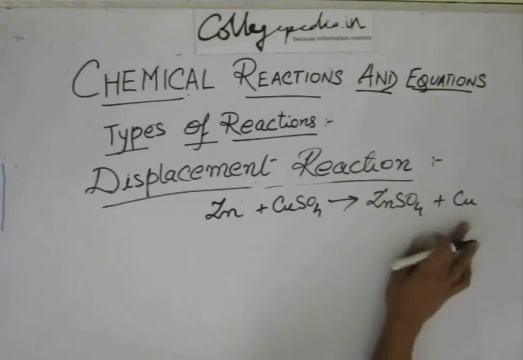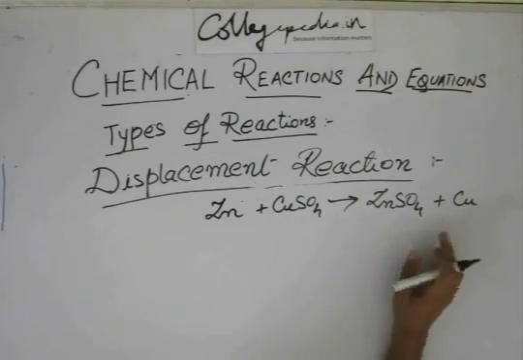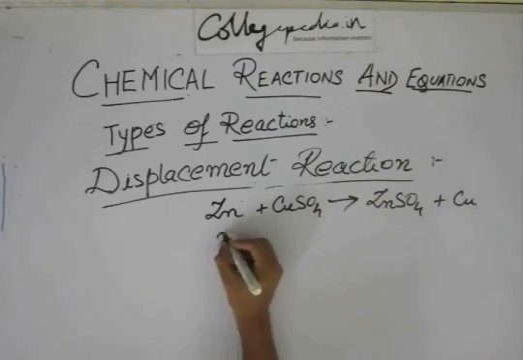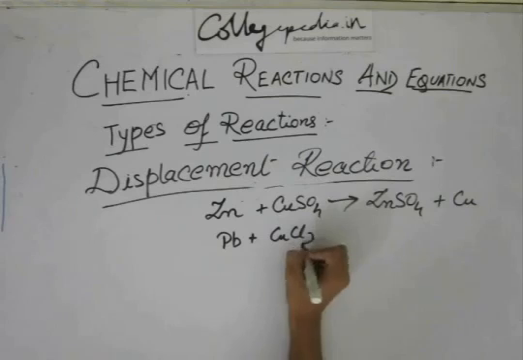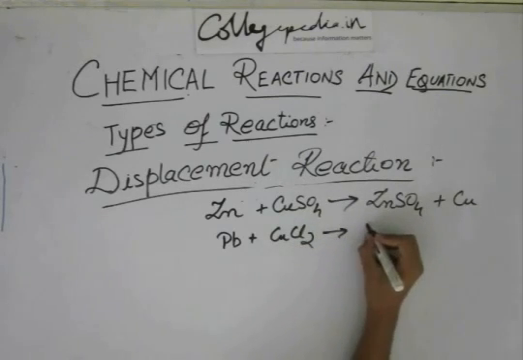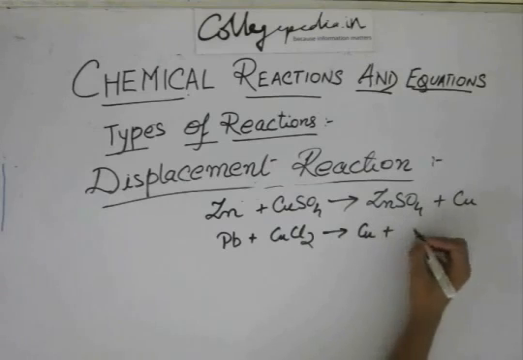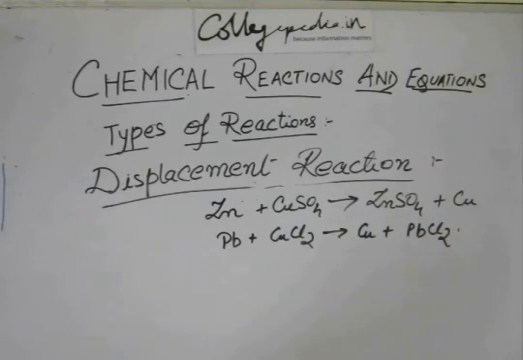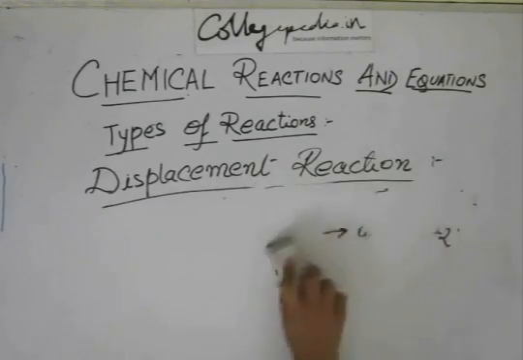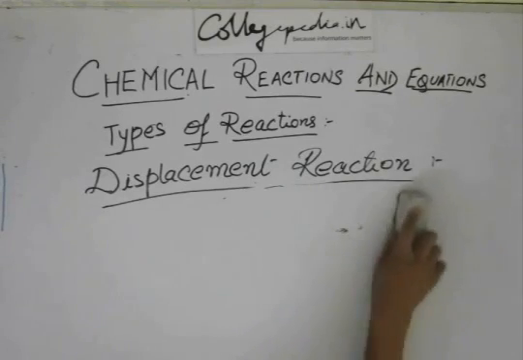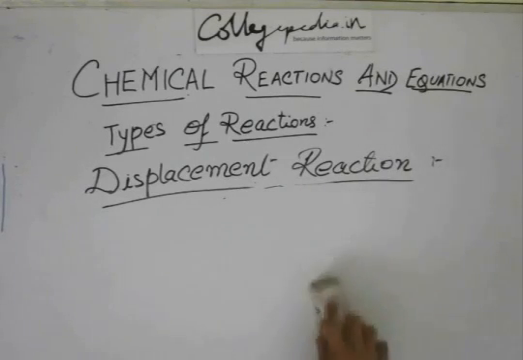So this reaction can take place. Again, lead, and not always copper sulfate, can be copper chloride. Lead is also more reactive than copper, so it will form copper and lead chloride. You can have many more examples of different salts and different metals. So this is about our displacement reaction.